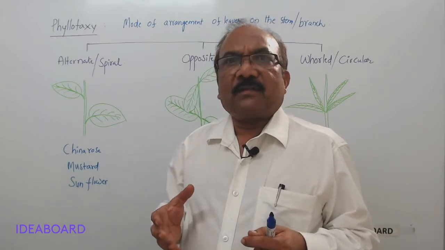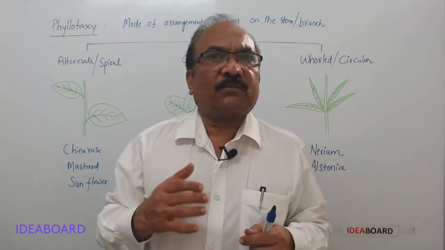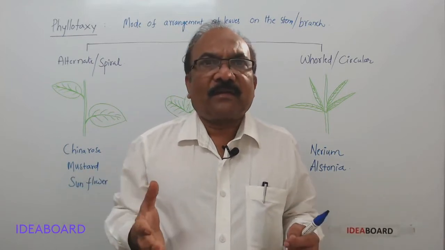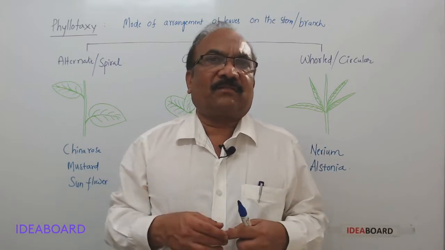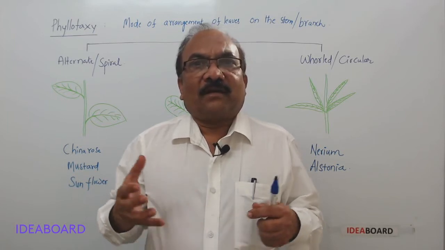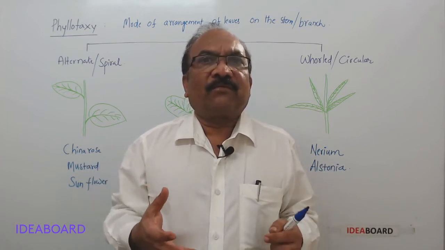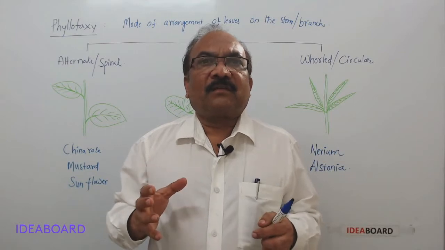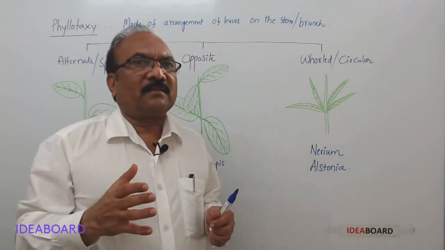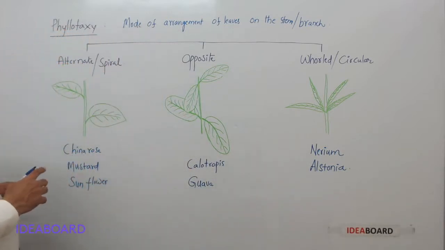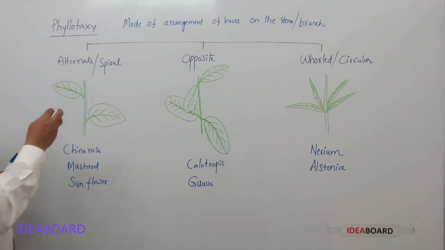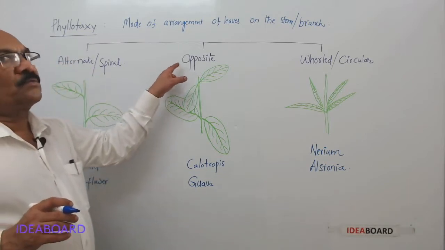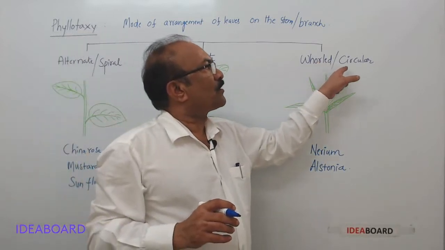Why are they arranged in a specific manner? Just to avoid overlapping and underlapping of the leaves, so that every leaf will get a sufficient amount of light. So to get exposed perfectly, they are arranged in a specific manner. And these methods of phyllotaxy, you can see among the plants, are of three types: alternate or spiral phyllotaxy, opposite phyllotaxy, and whorled or circular phyllotaxy.